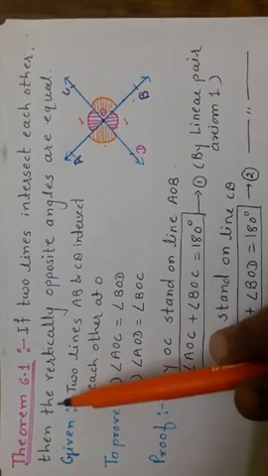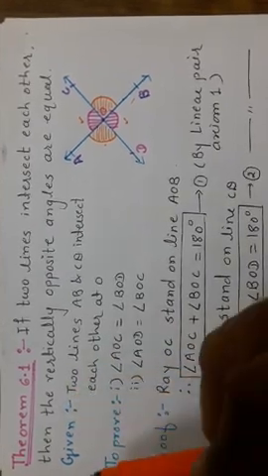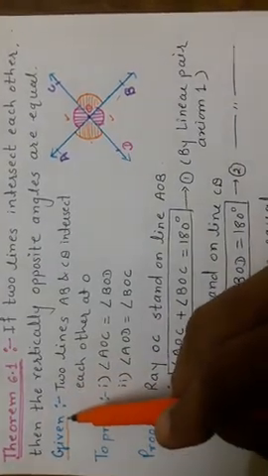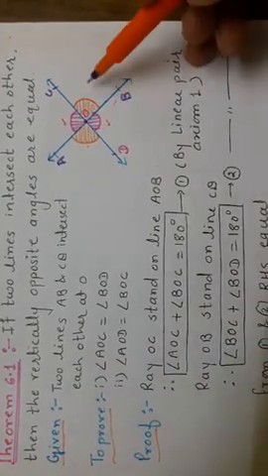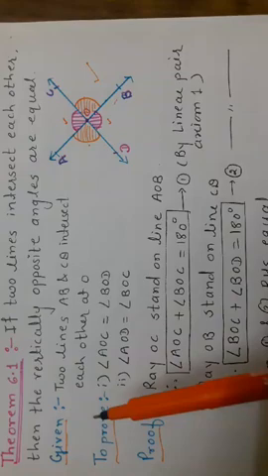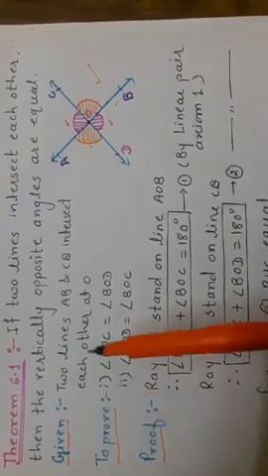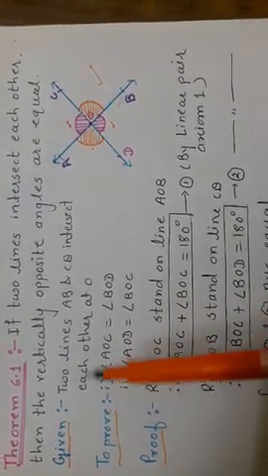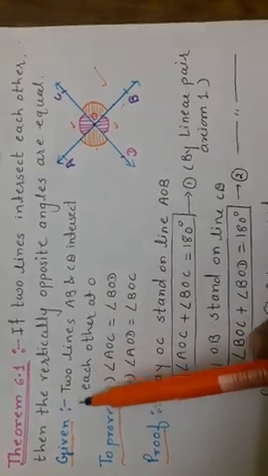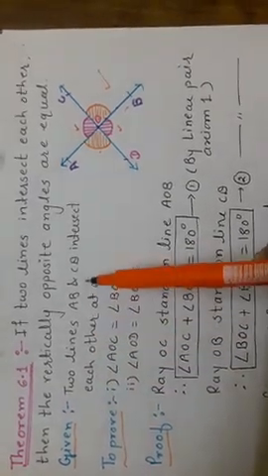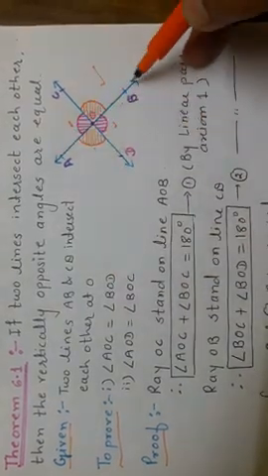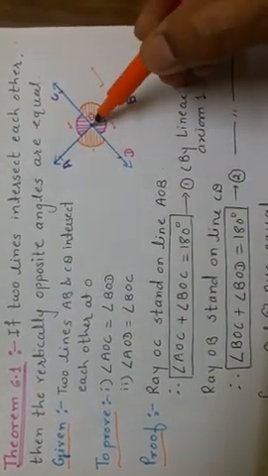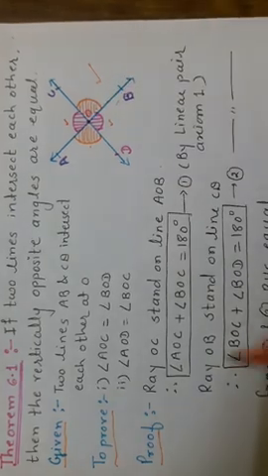For that, whenever we have to prove a theorem, what do we have to write? First given, then to prove, then the proof and diagram. These four things we have to write when we are solving a theorem. So what is given? Two lines AB and CD intersect each other at O. Are you finding AB and CD are the two lines which are intersecting at O?